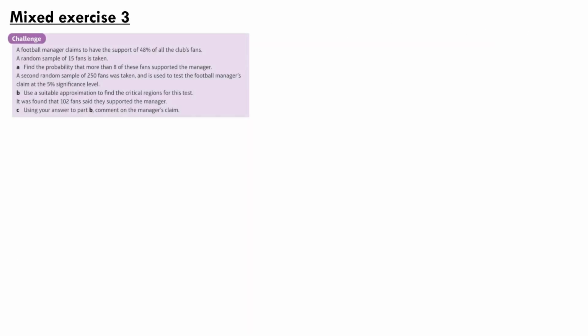And moving on to our final question from mixed exercise 3. A football manager claims to have the support of 48% of all the club's fans. A random sample of 15 fans is taken, and part A asks us to find the probability that more than 8 of these fans supported the manager. So, we are going to assume that the manager's claim is correct. So we've got a binomial distribution with 15 trials, the 15 fans, and the probability of success 0.48.